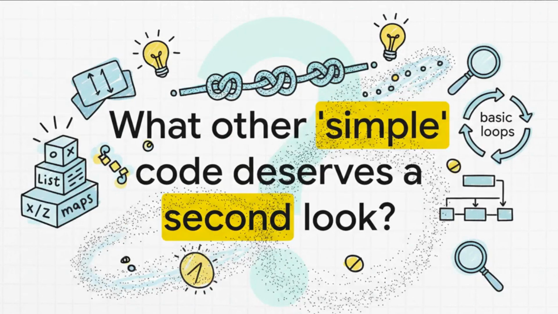So I'll just leave you with this question. We've seen just how much is going on beneath the surface of something as simple as a string. It really makes you wonder, right? What other everyday pieces of your code, your lists, your maps, those basic for loops, are hiding their own secrets that, if you just understood them a little better, could completely level up your skills as a developer?